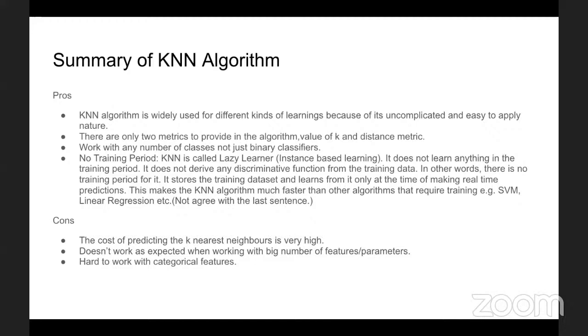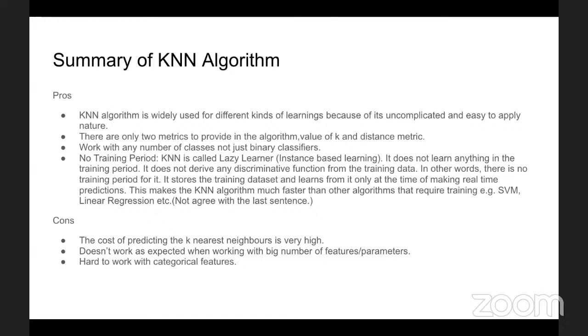So here we conclude about the k-nearest neighbor algorithm. It's widely used because it's easy to understand and easy to apply. There are only two metrics to provide. One is the k-value, and then the distance metric. The default metric is the Euclidean distance, so you don't even have to specify this in most cases, right? And it supports multiple classes, not just binary classes.